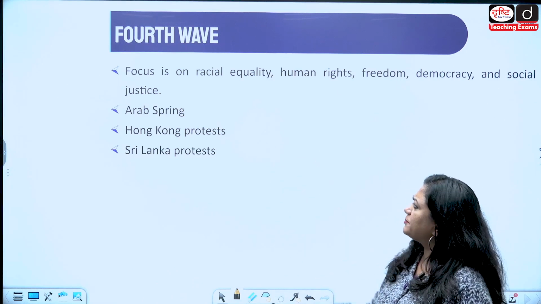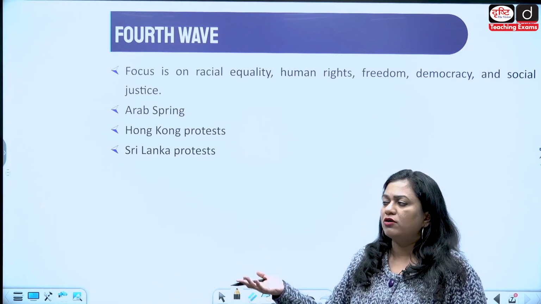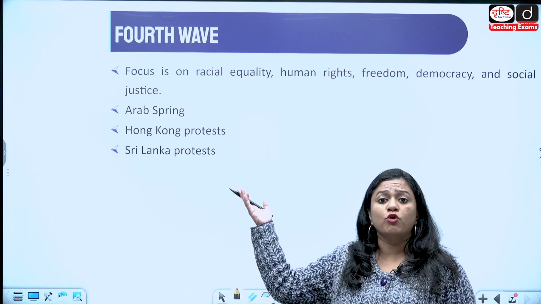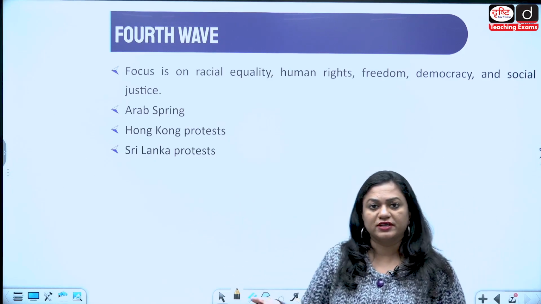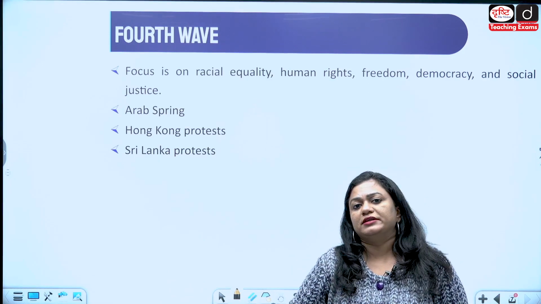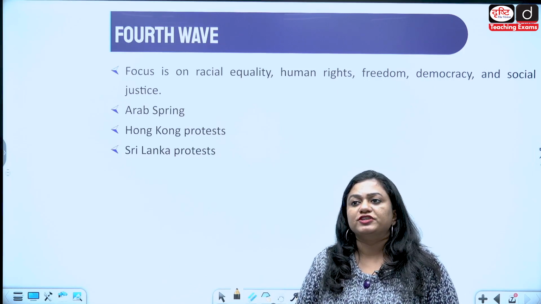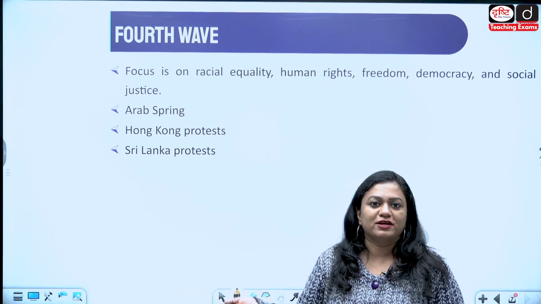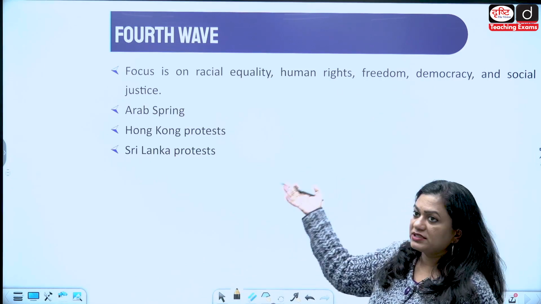So we have the Arab Spring, the Hong Kong protest, the Umbrella Movement in Hong Kong. Then we have the Gota Go Home protest in Sri Lanka that happened last year itself. In 2022, we saw how people led a very strong protest in Sri Lanka, which led Gotabaya Rajapaksa to leave the country. So we have seen so many protests across the world.